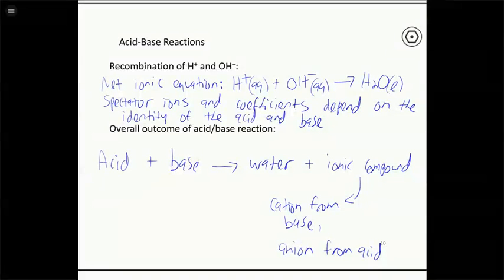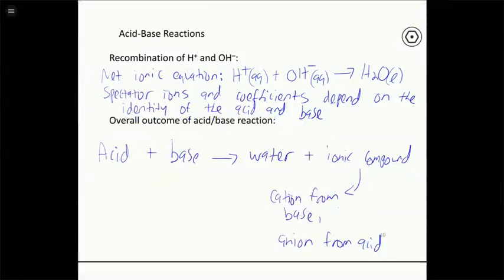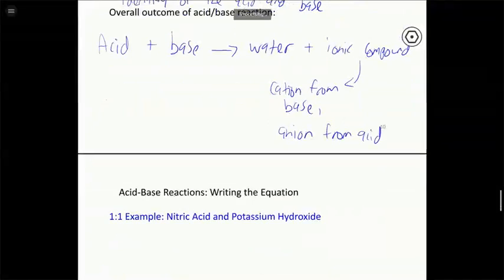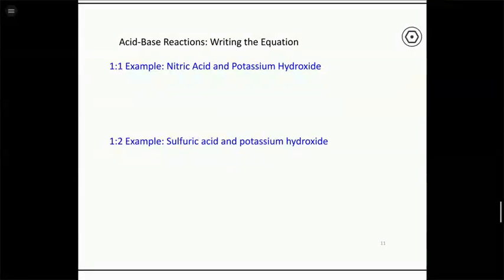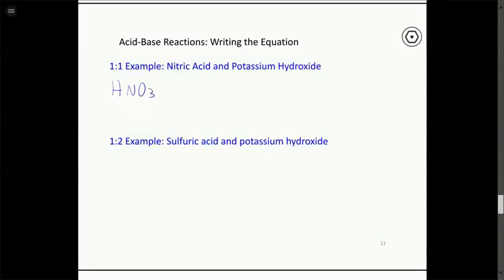So let's look at a couple examples of these. Again, they can have coefficients, but they're usually pretty small and pretty simple to balance. And there's even a trick for balancing these that I'll show you. So let's say we have nitric acid with potassium hydroxide. We need to be familiar with the formulas for acids, because that's going to come back in this part of the course. Nitric acid is the acid of nitrate, which is NO3-, so it's going to be HNO3.